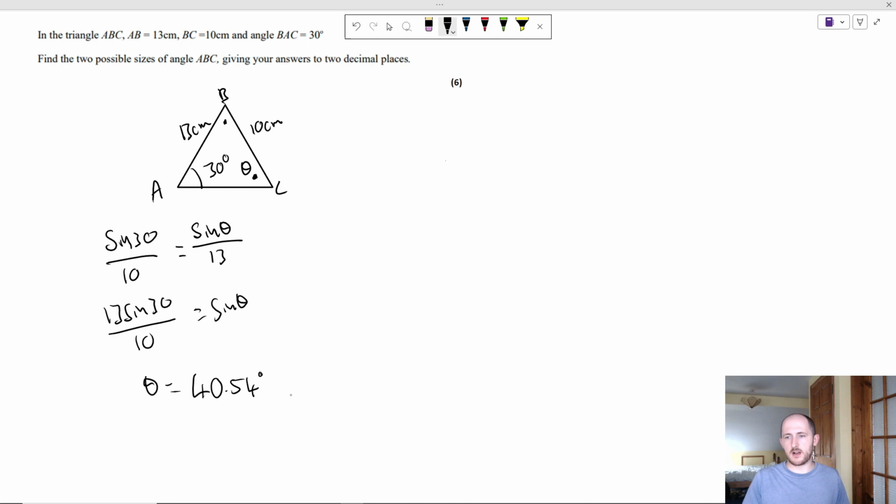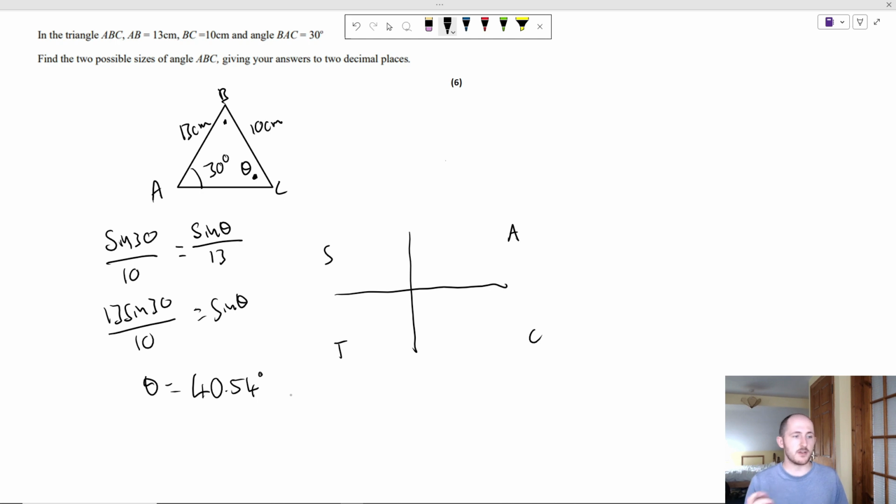So we have to use the CAST diagram now. And now this is where we need to actually use our noggin, because normally they give us a range, right? So they'll say from 0 to 360 or something like that. Let's use our brains for a second. What's the range going to be in this case?